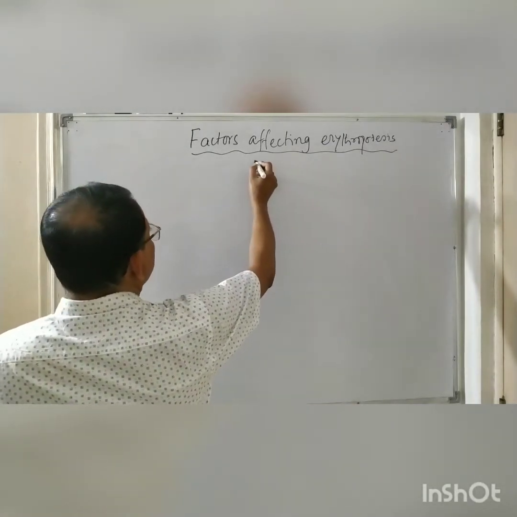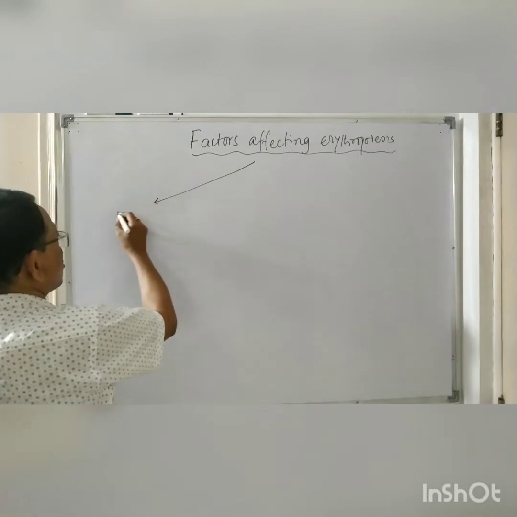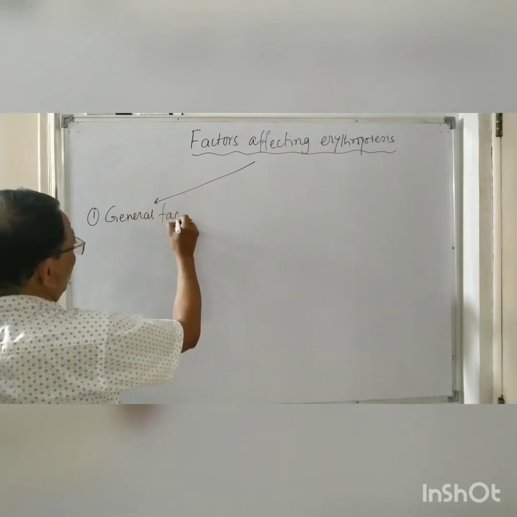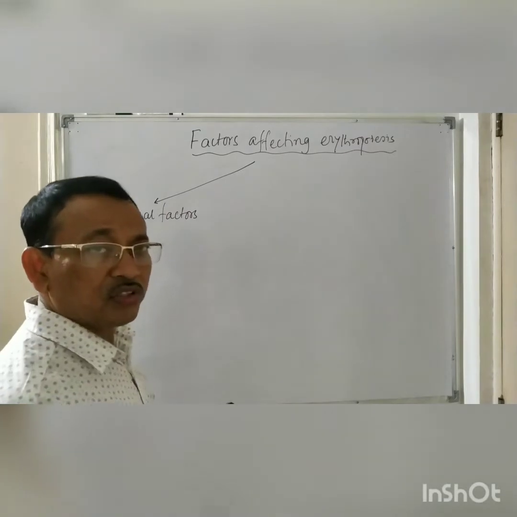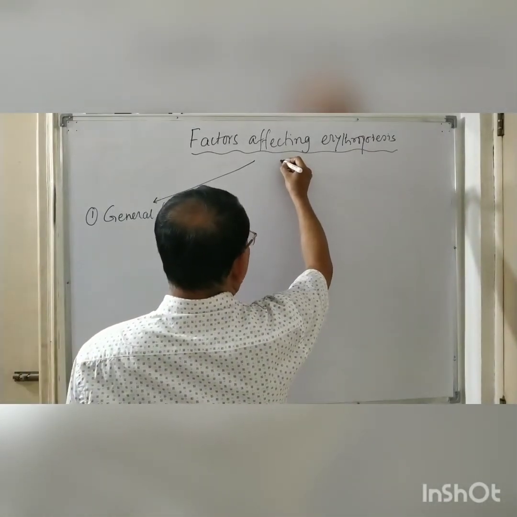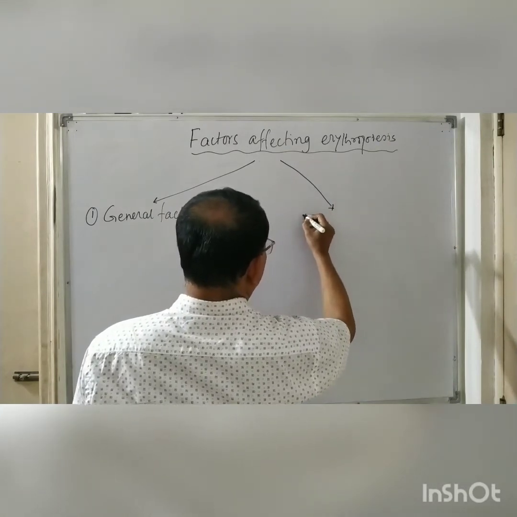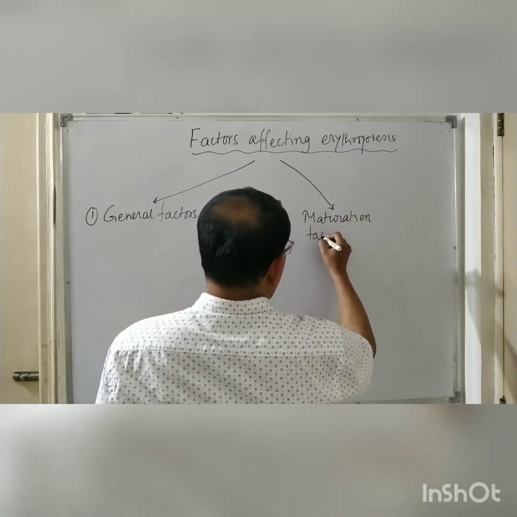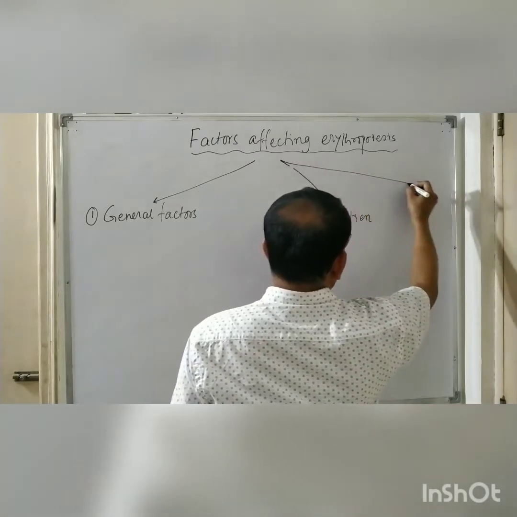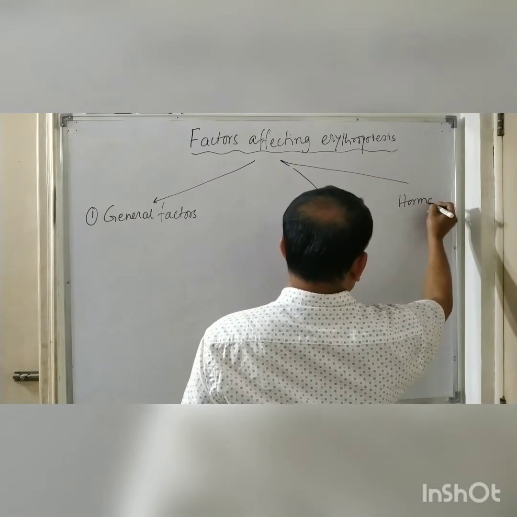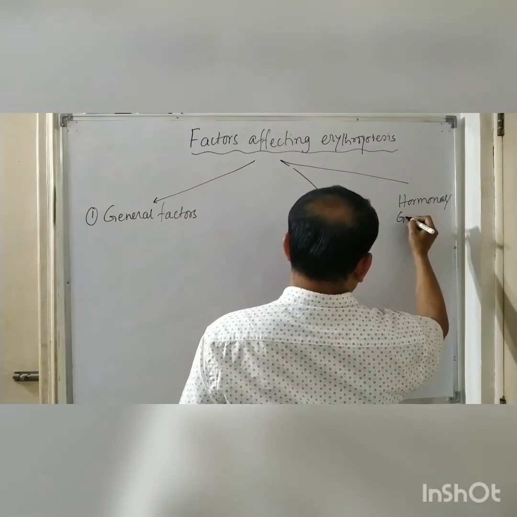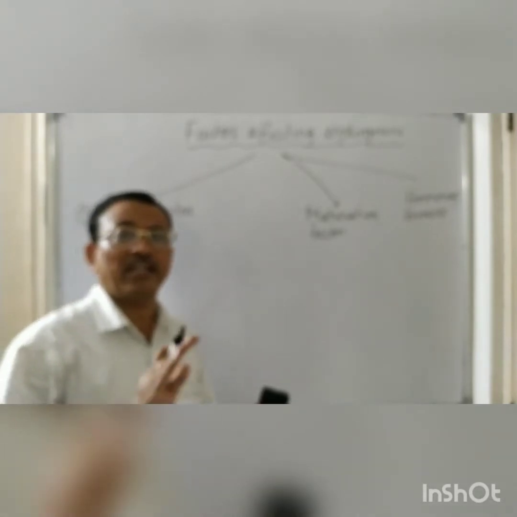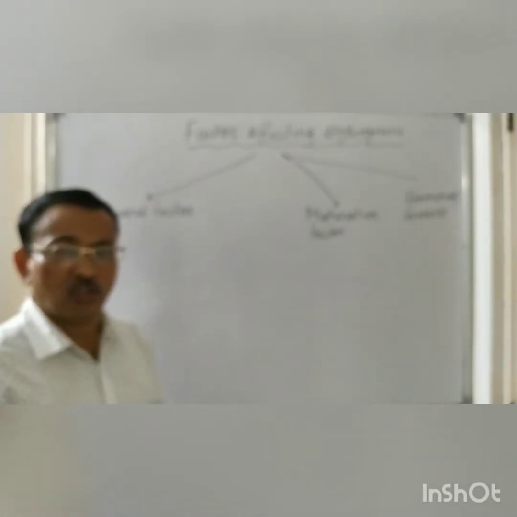So let us see what are the factors that affect the erythropoiesis. There are three categories of the factors. First one is known as the general factors, which influence the rate of erythropoiesis. Second is known as the maturation factor. And third one is known as the hormonal factor or growth factors.